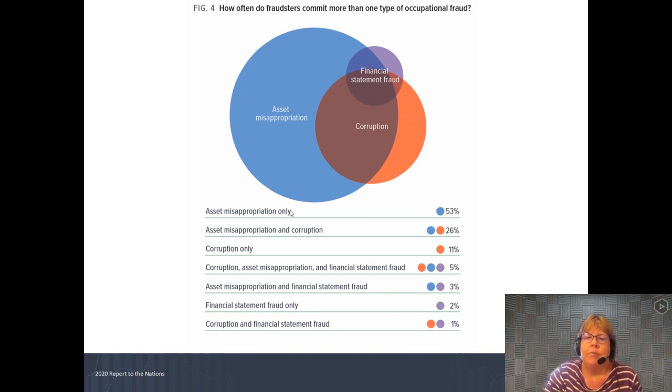So a lot of times, if a fraudster is committing fraud, they're committing more than one type of fraud. This Gantt chart shows that a large percent commit asset misappropriation only, at 53%, but many of them overlap: 26% of the cases were asset misappropriation and corruption. And then corruption only is at 11%. And financial statement fraud is only 2%, but we seem to hear more about that because it's what makes the front page, because it's usually done at an executive level, as we'll see in a minute, versus lower levels, and the financial impact is big.